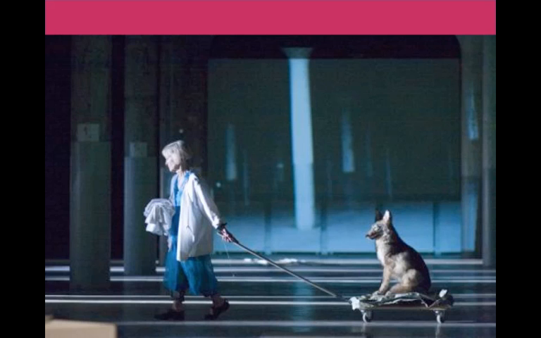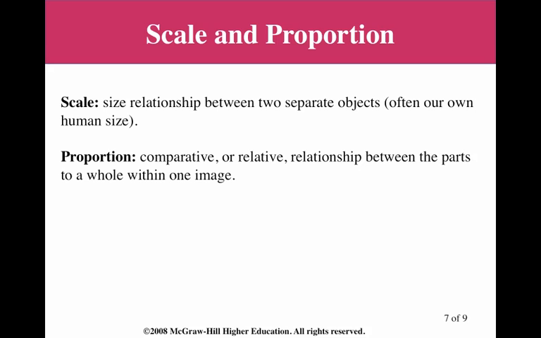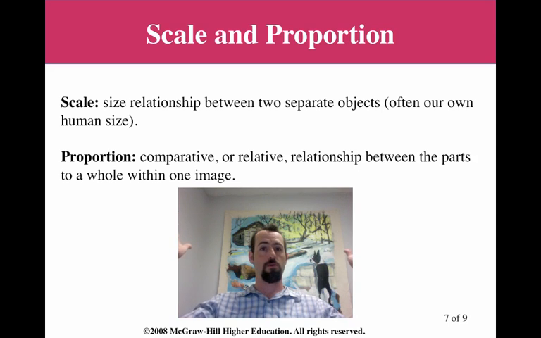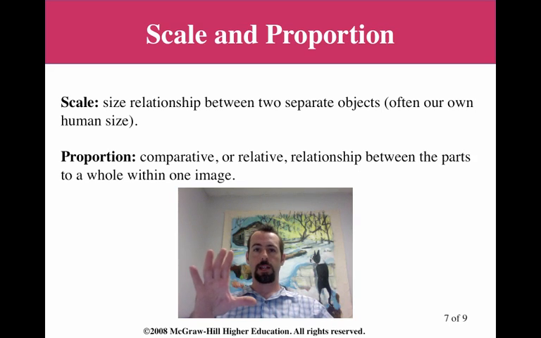And this is asymmetrical. So don't get asymmetrical and symmetrical confused. Asymmetrical means they're different from left to right. Scale and proportion. Scale is the size relationship between two separate objects. So my body is this size compared to this room. Proportion, however, is the comparative relationship between objects in the same form or the same object. So say my head is this big compared to my hand.